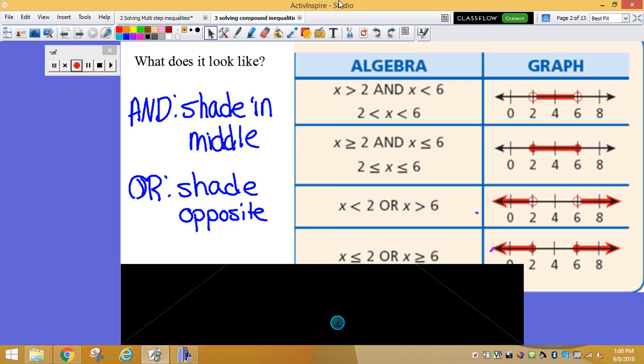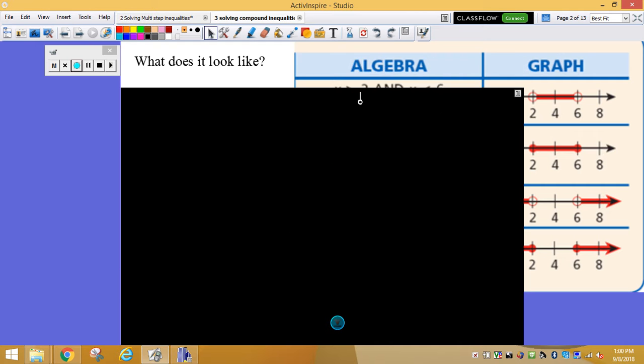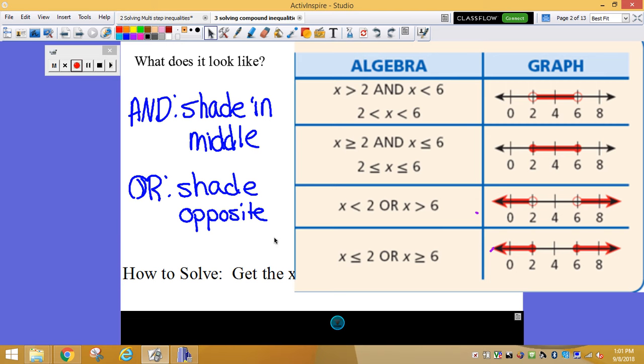What does it look like? So this is a pretty picture that came out of the book. But some things I really want you to get from this slide. If you see the word and, that means you're going to shade in the middle. So look at these graphs, and I'll show you what I mean. Right here, you see the word and. Here, you see the word and. And look, there's two dots, and it's shaded in the middle. So if you see the word and, you're going to shade in the middle. Or, this one has an or, this one has an or. If you see or, you're going to shade opposite, or on the outside. Okay, again, you're going to have two dots, but you shade on the outside of it.